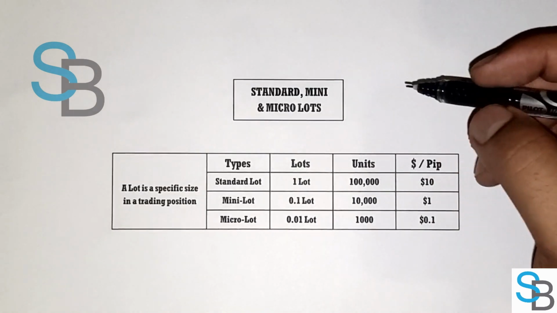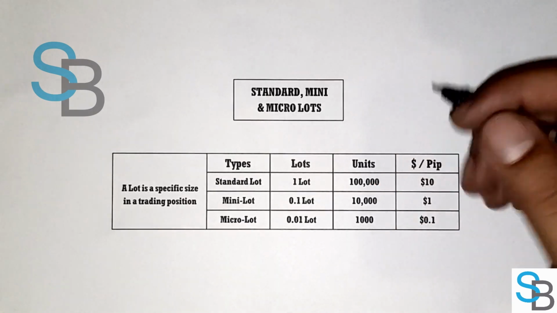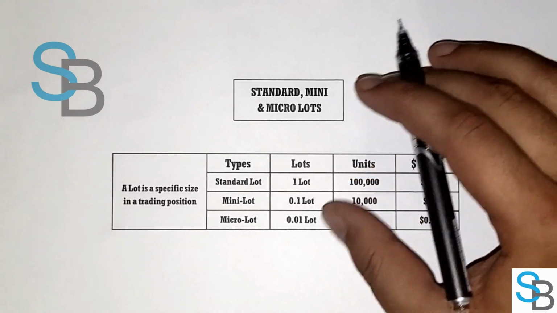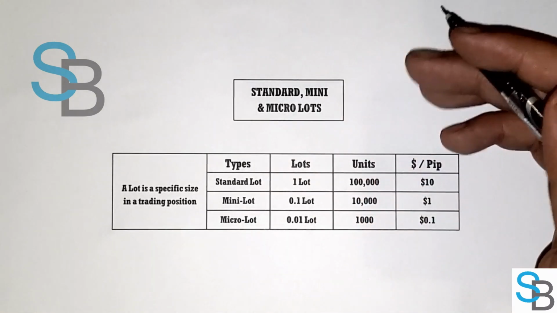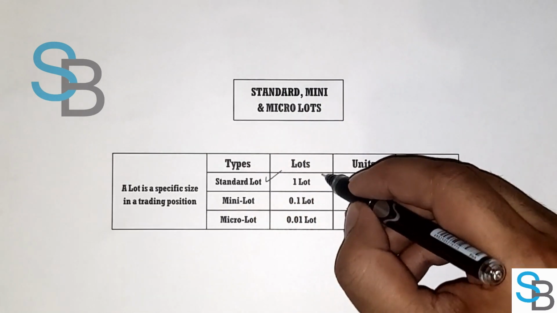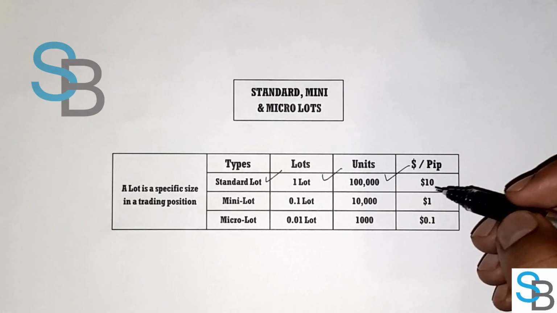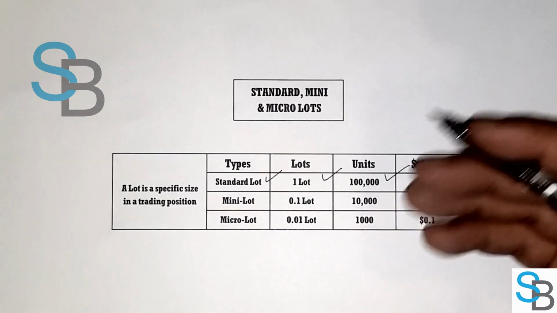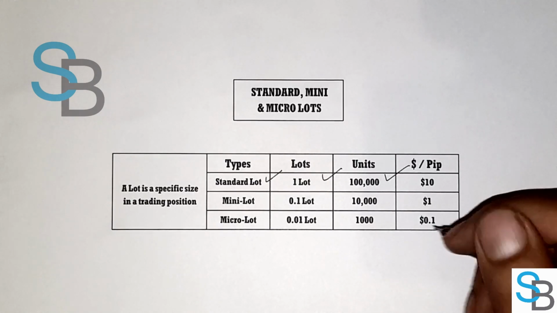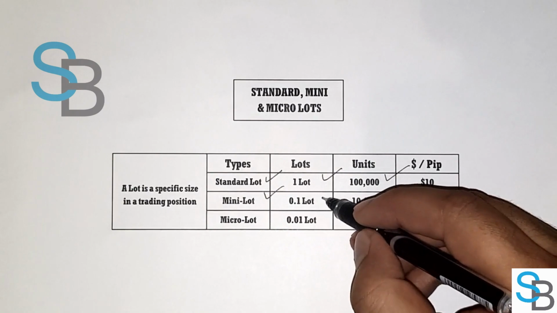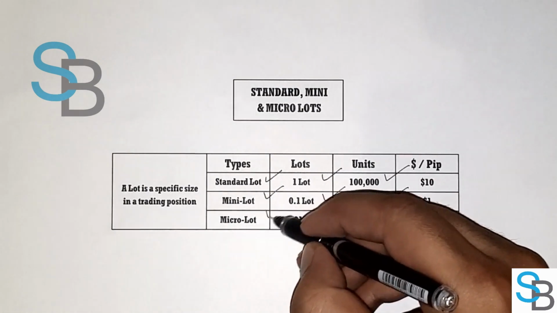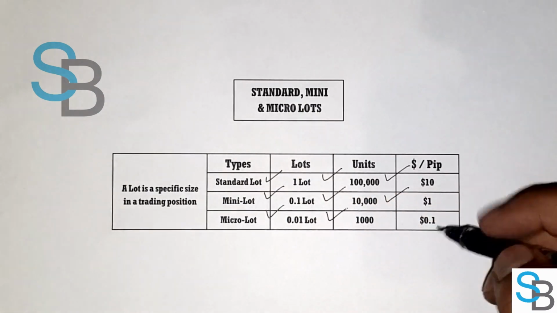A lot is a unit of volume used in the Forex market. Just like in the stock market we trade in shares, the same way in the Forex market we trade in lots. We classify lots in different trade sizes. The standard lot is equal to 1 lot or 100,000 trade units. For example, if you buy 1 lot of Euro-USD, this means you're buying 100,000 euros. The same way, a mini lot equals 0.1 lot or 10,000 trade units, and micro lot equals 0.01 lot or 1,000 trade units.